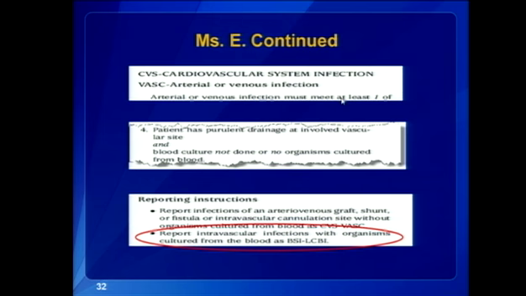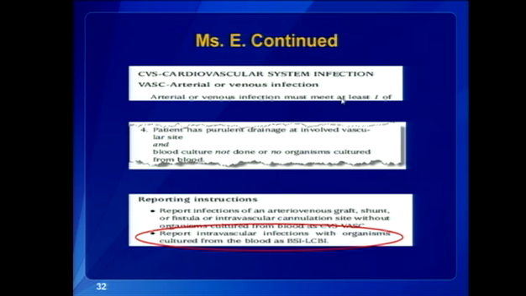So if you look at the reporting instructions, they're at the bottom of this definition, you'll see that the second bullet says, report intravascular infections with organisms cultured from the blood as BSI LCBI. So because the patient's got this infection that's involving this intravascular catheter, and there's a positive blood culture, we're going to report it as a BSI.